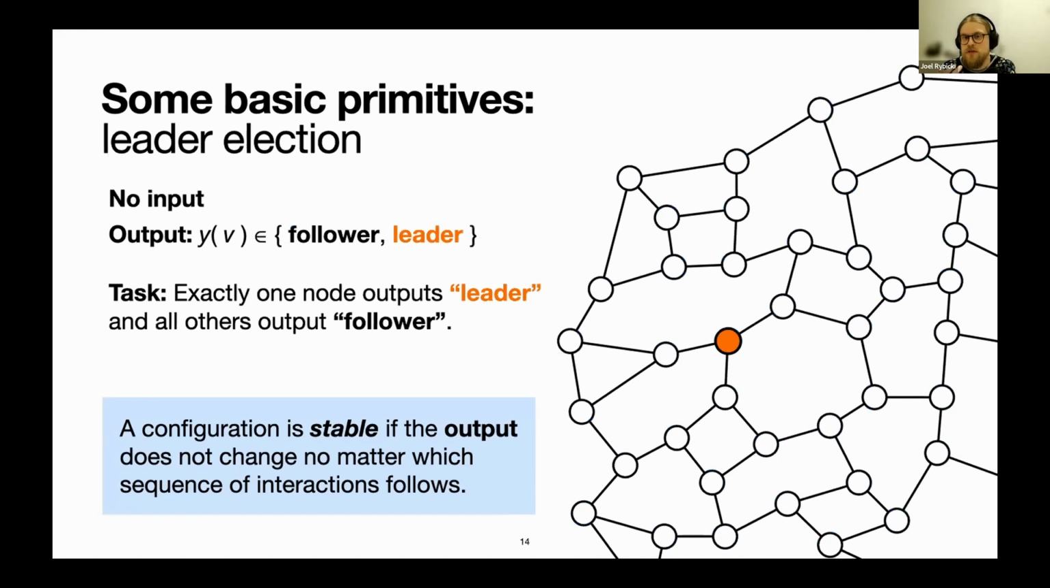The second problem we consider is leader election. In this problem, there is no input. The task is to select exactly one node as a leader who outputs a special value indicating that it's a leader. All other nodes should output a value denoting that they are followers. And the requirement is that in a stable configuration, exactly one node is selected as a leader, and this node remains the leader no matter what interactions follow. So the leader cannot move around. Okay.